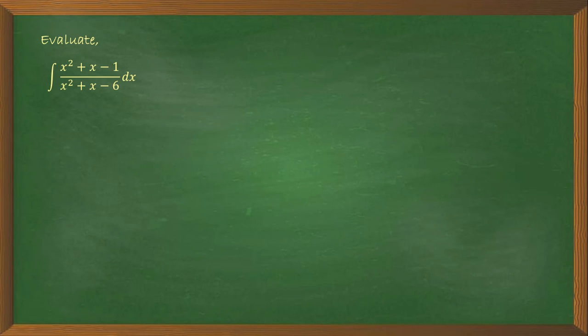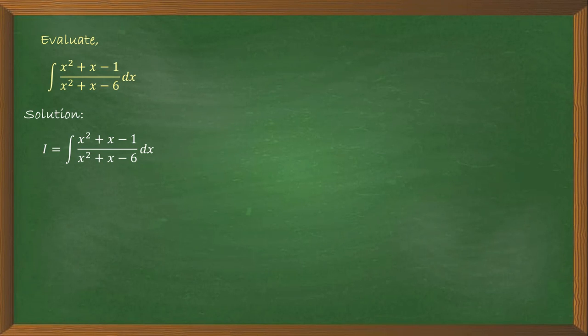Proper rational function means what? When the degree of the numerator is less than the degree of the denominator, then it is called a proper rational function. But here the degree of the numerator is equal to the degree of the denominator, hence it is called an improper rational function. So to solve this, first of all, we will consider I is equal to integration of x square plus x minus 1 upon x square plus x minus 6 dx.